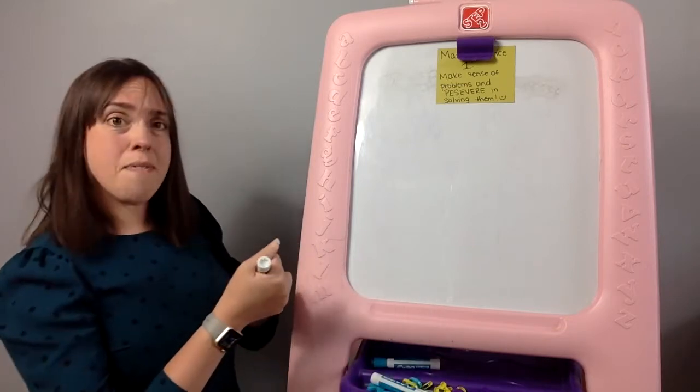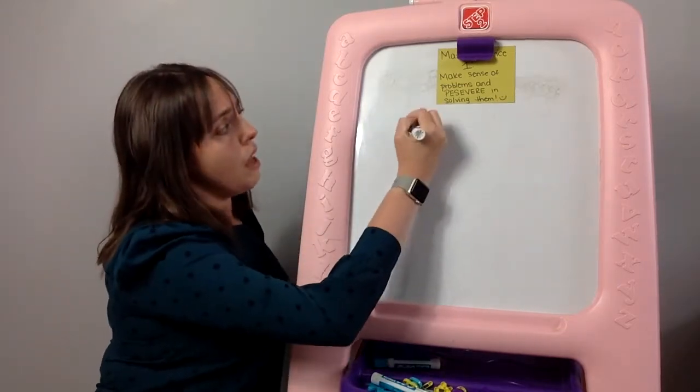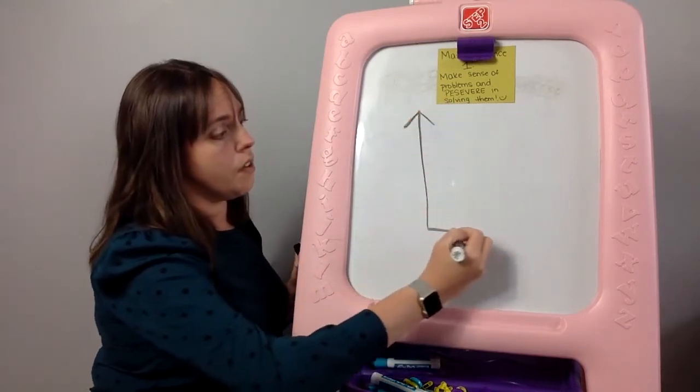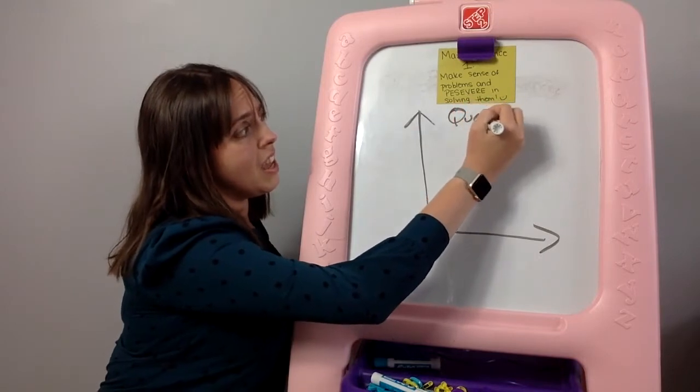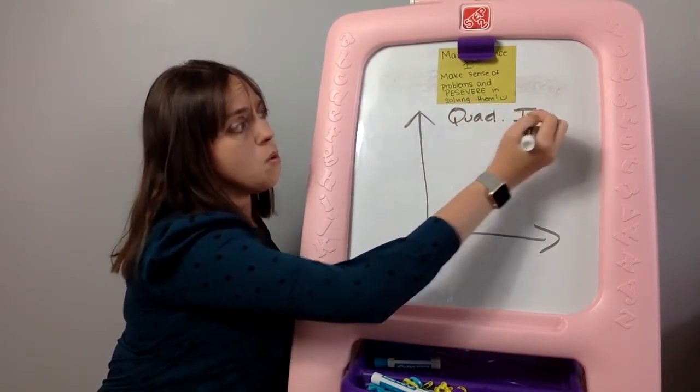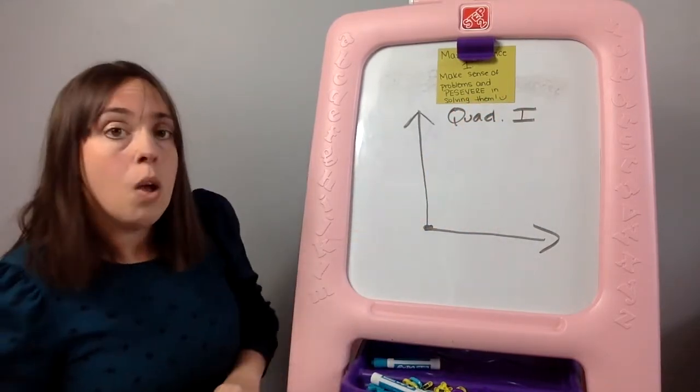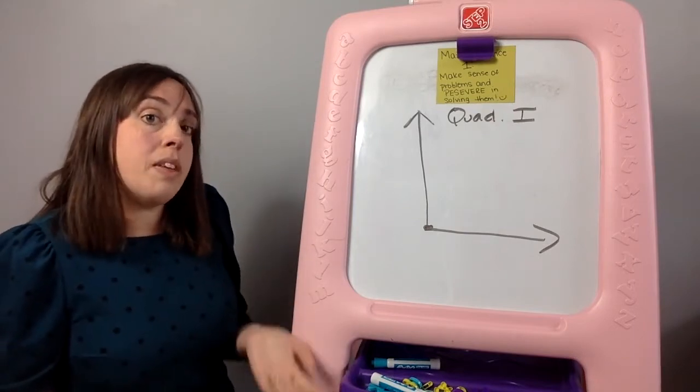So if I'm graphing, we are sitting here, if you remember, in quadrant 1, because in 5th grade, we're only focused on quadrant 1 because we only know positive numbers. We don't know anything about negative numbers.